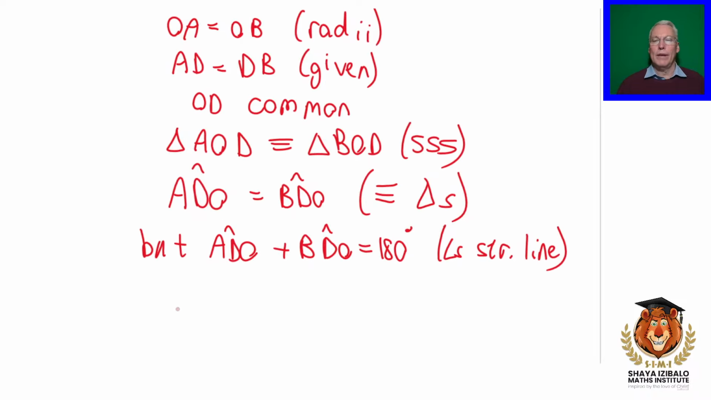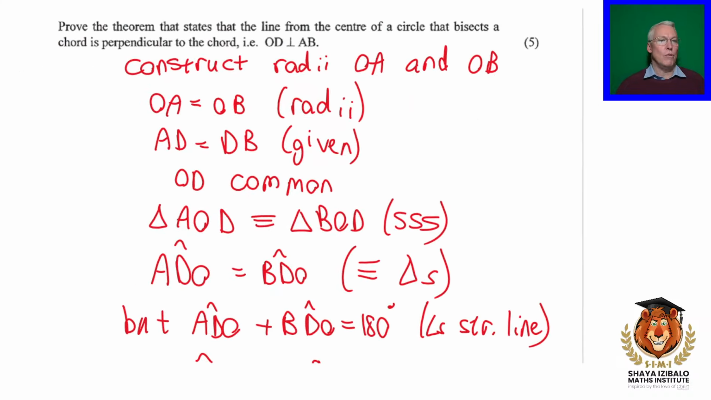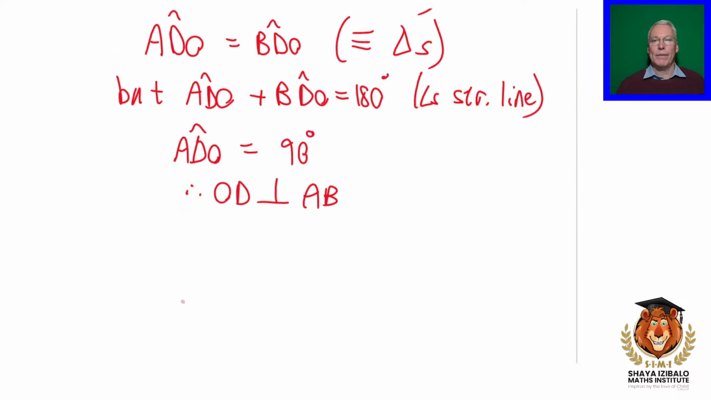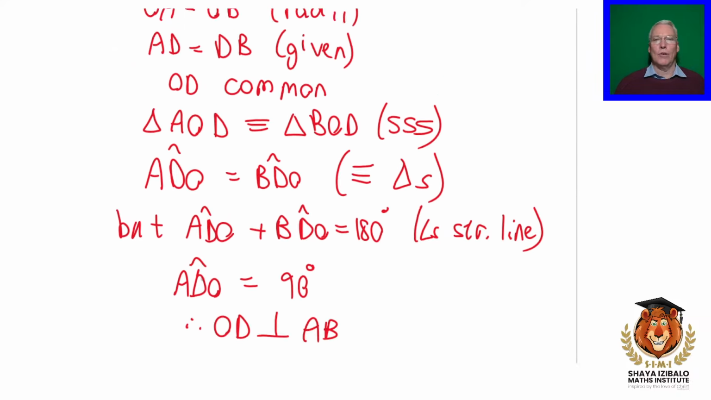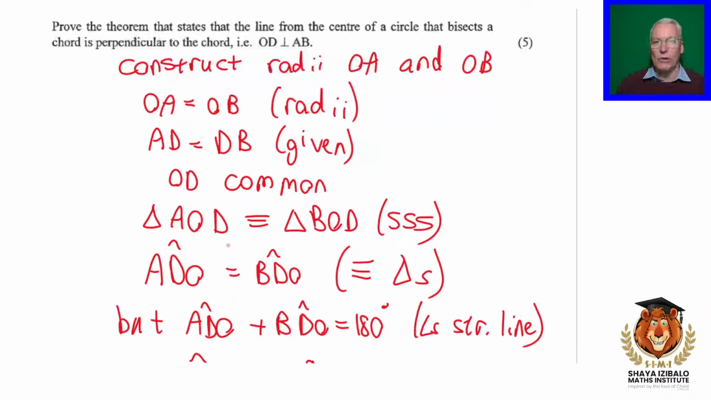Therefore, angle ADO equals 90 degrees, and therefore OD is perpendicular to AB. Okay, and that's what we were required to prove. All right, just going to scroll back up to the top to show you the diagram one more time. You don't need to learn these proofs off by heart. You need to learn the strategy involved. The strategy involved is to form two triangles and prove them congruent.